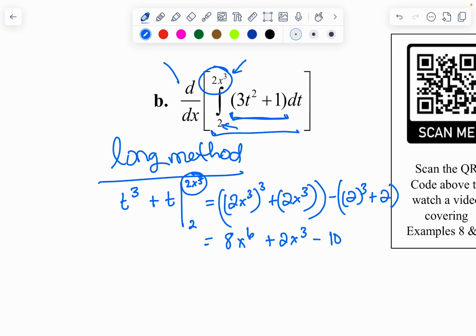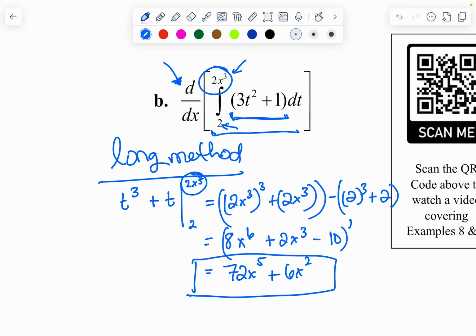And then the last step is, it says, derive that, right? So now we are going to take the derivative of that answer. So 8 times 6 is 72x to the 5th plus 6x squared. And then, of course, the derivative of 10 is 0. So this would be our answer using the long method.